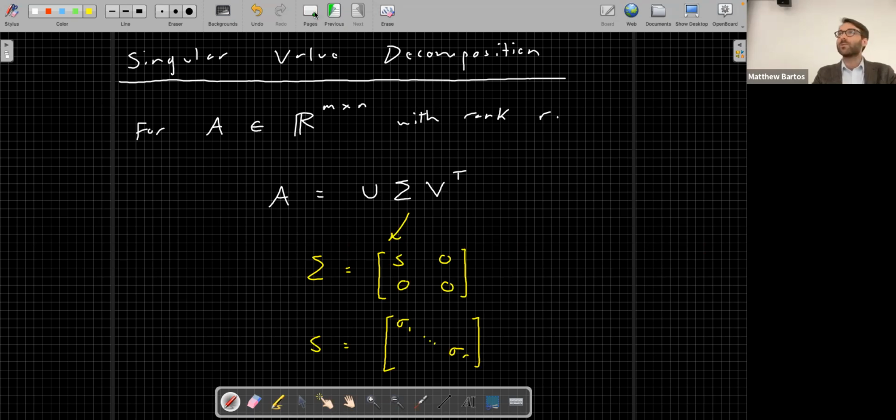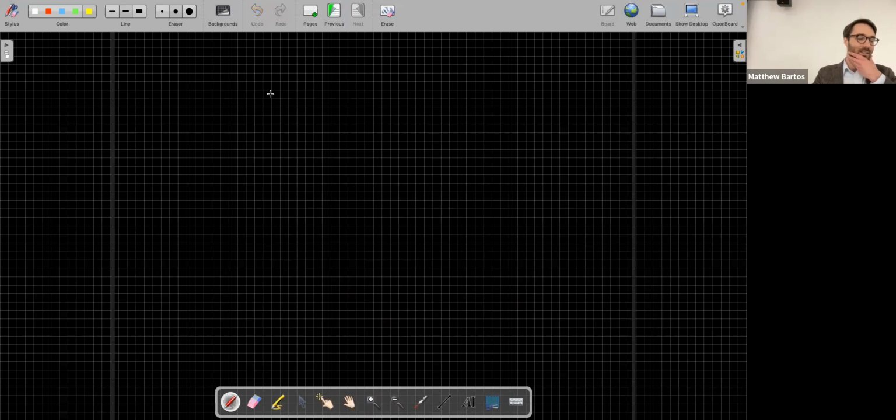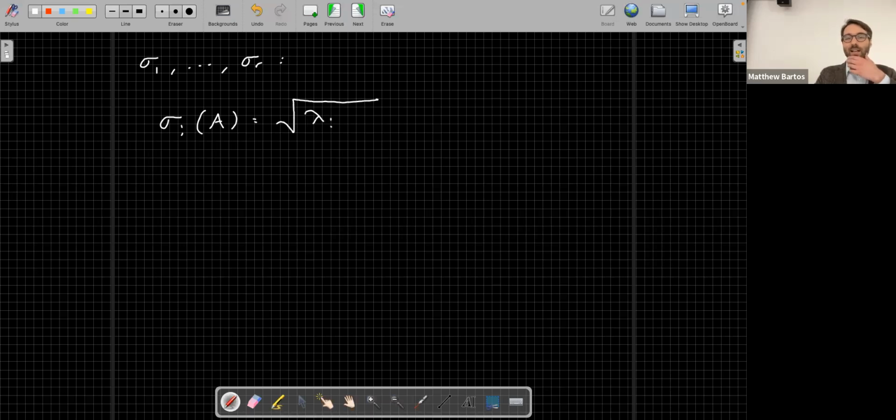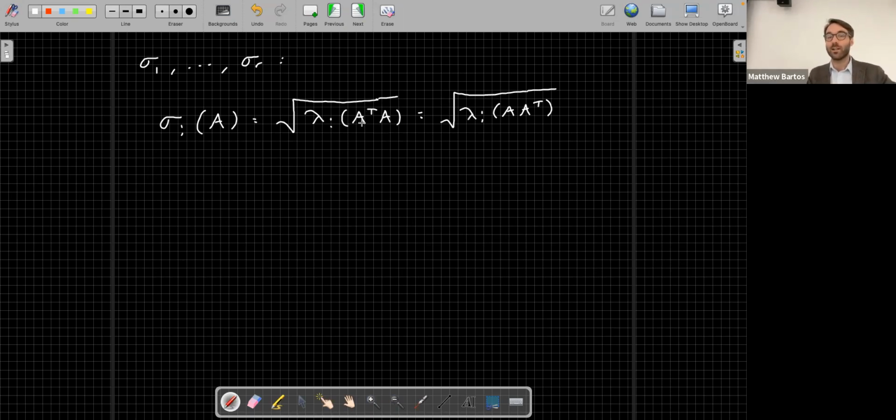So I don't have full time to go through the theory of the singular value decomposition, but essentially these singular values, sigma 1 through sigma r, these are the eigenvalues, actually, let me write it like this. For sigma i of A, this is equal to the square root of the ith eigenvalue of A transpose A, which is equal to the square root of the ith eigenvalue of A A transpose. Okay, so these singular values are the eigenvalues of this, what was called a Gram product of A with itself. And by the spectral theorem, we know that this Gram product is always going to be diagonalizable because it's symmetric.